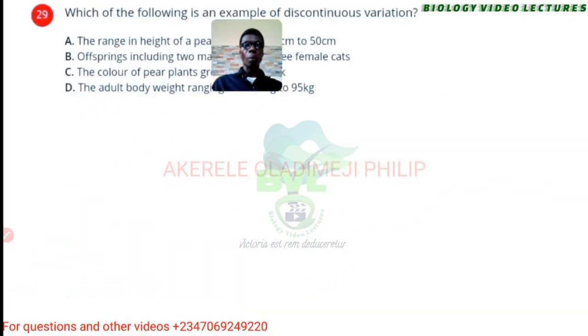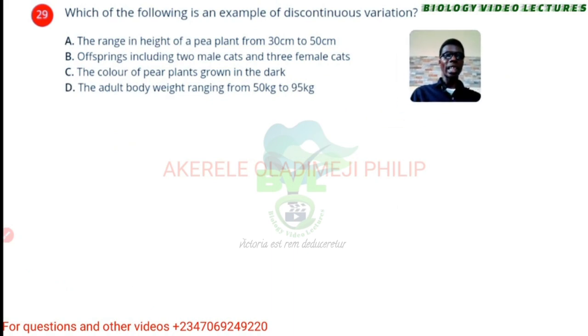All right. Now it says here, which of the following is an example of discontinuous variation? I said in one of the other videos that discontinuous variation is like those things that you either have or is absent. All right. Now it says here, the range in height of a pea plant from 30 to 50, that's continuous. There's a range. Now offspring including 2 male cats and 3 female cats. Let's put that as a peg there. It looks like something. Color of pear plants grown in the dark. Well, the color of plants varies, so color is something that could be continuous. All right. The adult weight ranging from 50 to 95, that's also continuous.